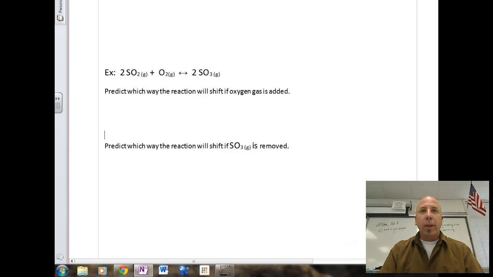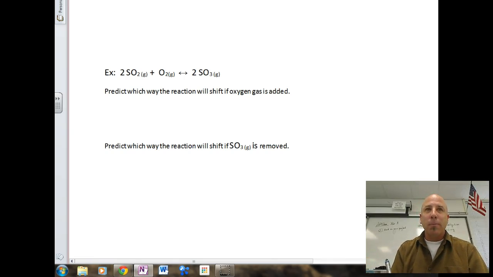Okay, so if you would like to pause the video right now, you could pause the video and try this yourself and then press play and see if you get it right. So we have the same exact reaction. In the first example, it says predict which way the reaction will shift as oxygen gas is added. And the second example, predict which way the reaction will shift as SO3 is removed. So you can go ahead and pause the video now if you want to try this at home or at school, and come back here in a minute.